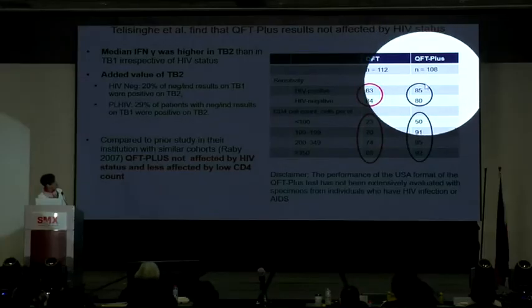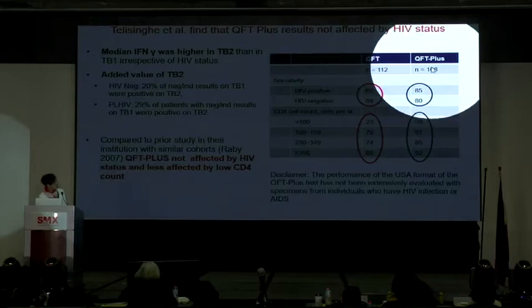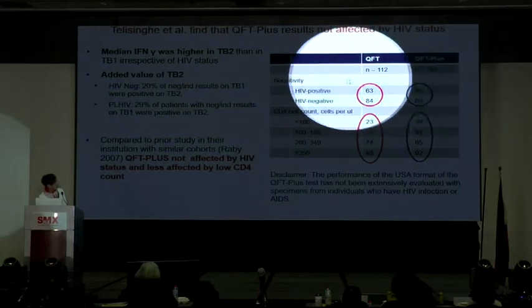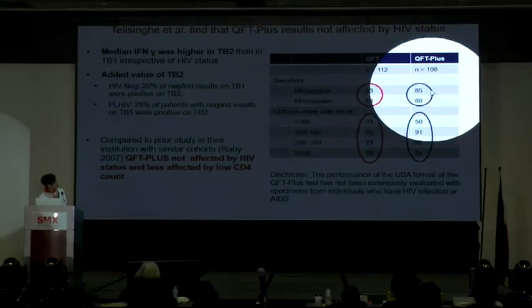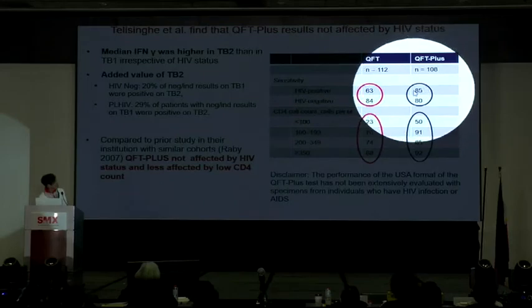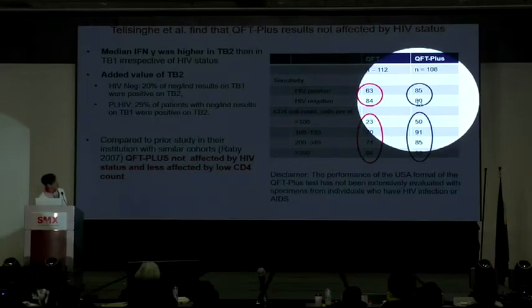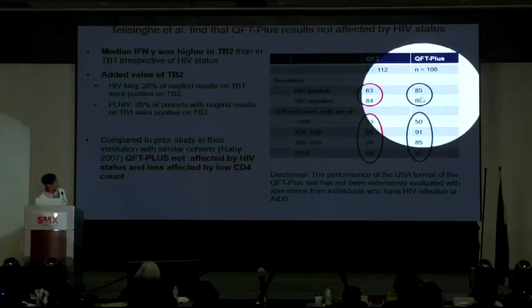This is the first study from Africa, in Zambia, looking at HIV and its impact on QuantiFERON. In the blue circles here, you can see that there were 108 patients who were diagnosed with TB either by PCR or smear. You can see that there were HIV positives and negatives, and the sensitivity of QuantiFERON Plus was 85% in HIV positives and 80% in HIV negatives. It actually looks better, but this is not statistically different because of the small numbers.